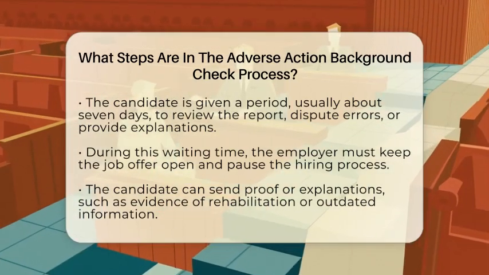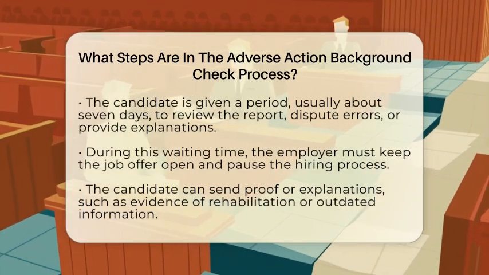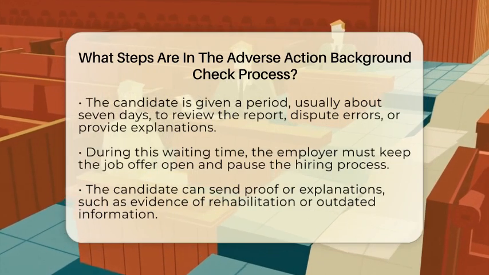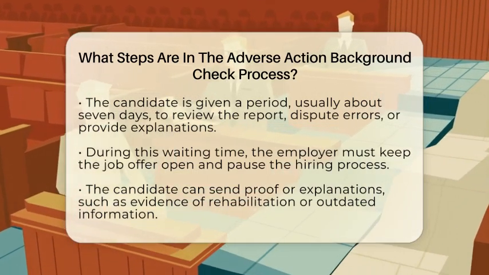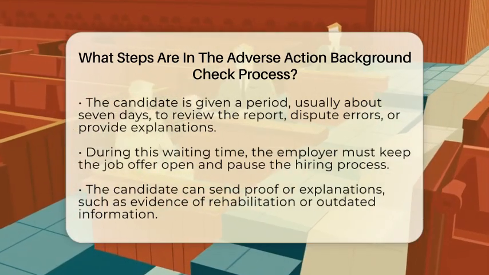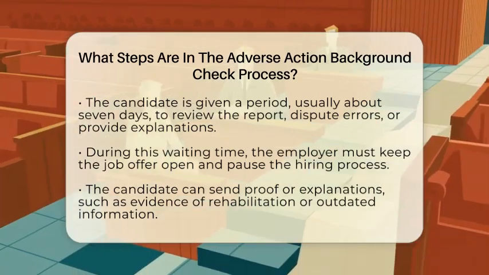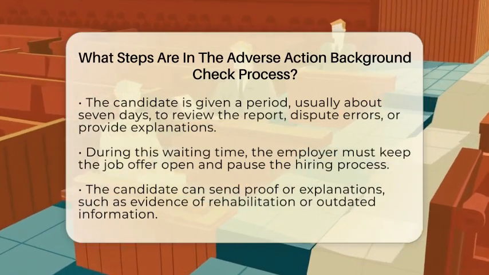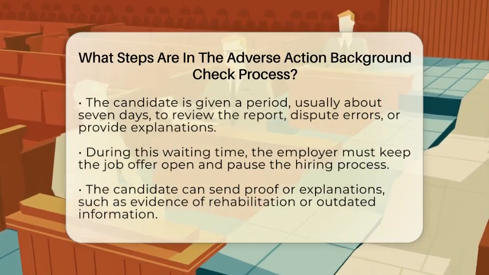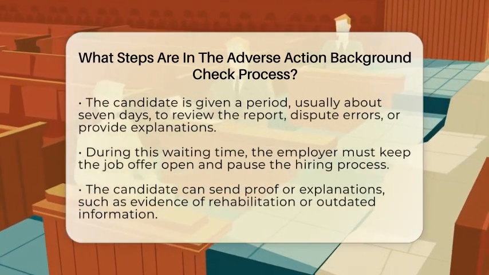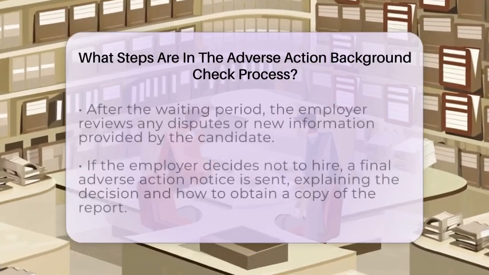Next, after sending the notice, the employer must wait a reasonable amount of time, usually about 7 days. During this waiting period, the candidate can review their report, dispute any mistakes, or provide explanations. For example, if there is an old criminal record or outdated information, the candidate can send proof to correct it. The employer must keep the job open and pause the hiring process during this time.